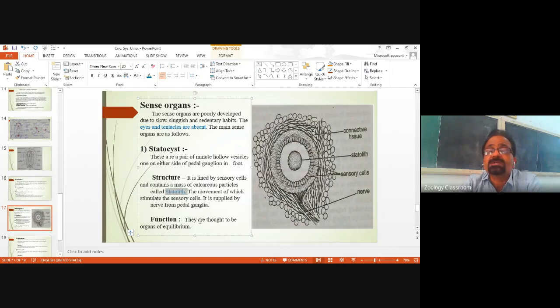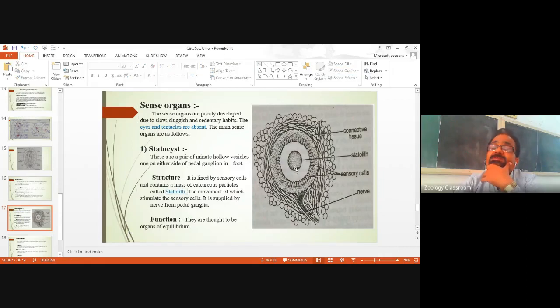So what is the function? It is an organ of equilibrium. As you studied statocyst last year in the case of Pila, the function is the same. In Pila also the statocyst is present, and its function is also equilibrium.